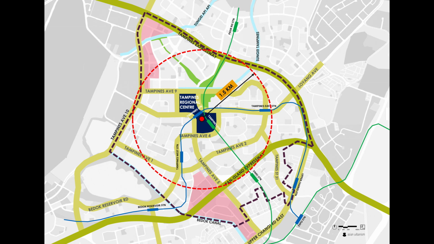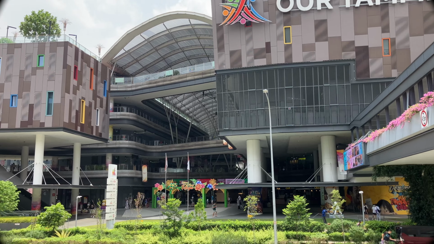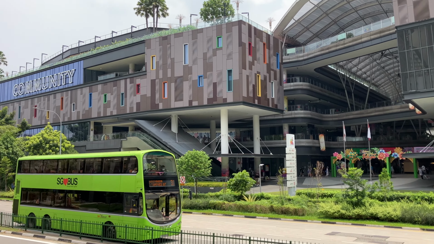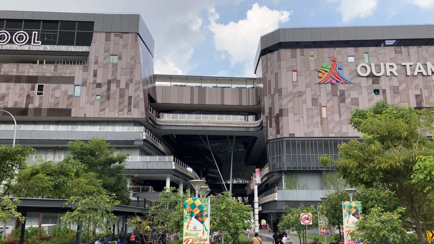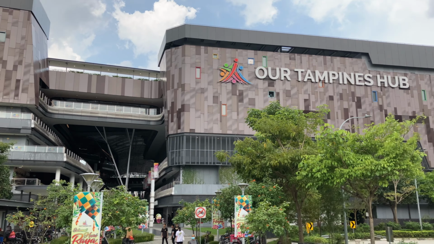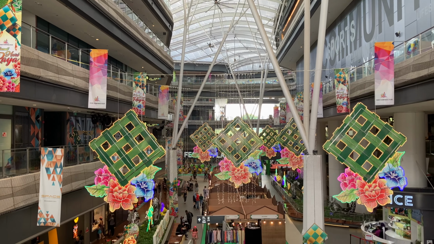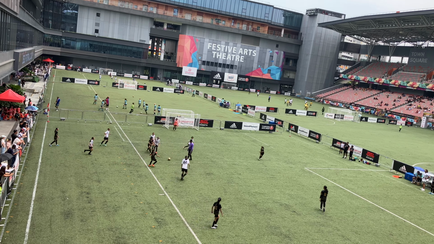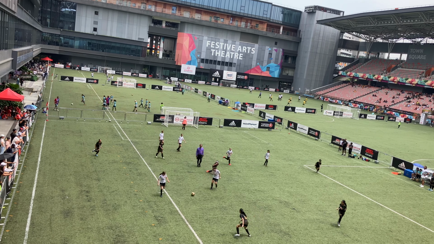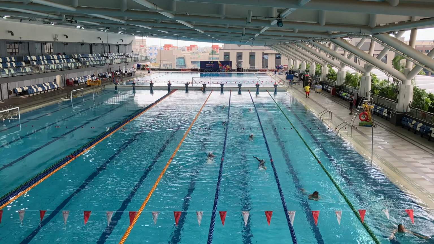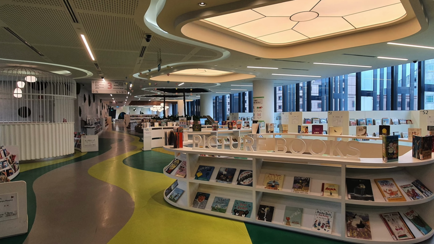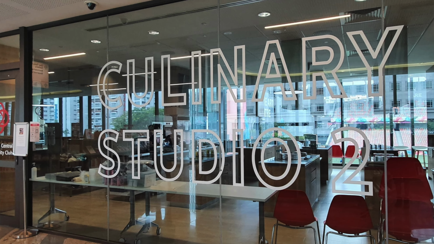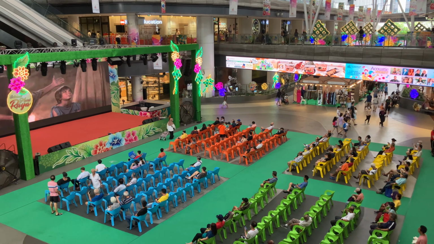One unique public facility that is integrated with the regional center is our Tampines Hub. Our Tampines Hub is Singapore's largest integrated community and lifestyle hub, bringing together multiple agencies and offering a comprehensive range of services and facilities. At our Tampines Hub, residents can enjoy a range of facilities such as sports facilities, a regional library, community clubs, arts facilities, hawker center, and retail shops.